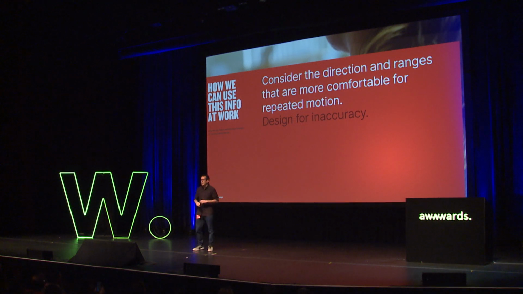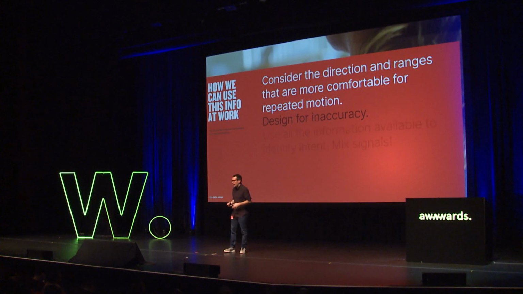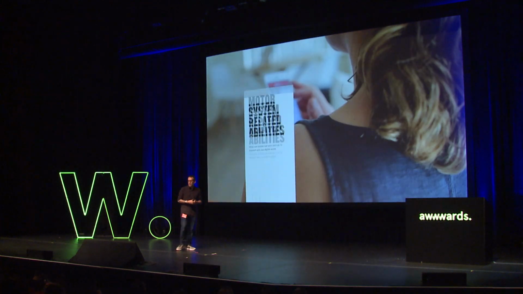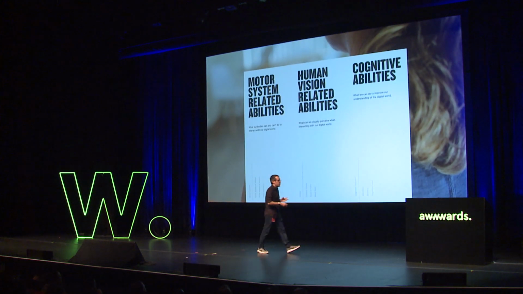Design for inaccuracy. This is true for everybody. People would always make mistakes, but it's not about the mistakes that they make, but about how forgiving the system that we're designing is. And finally, use all the information that we have available, and again, consider mixing signals. Get out of the specifics of a design as it comes in rigid blocks that you're supposed to place into a layout. It doesn't have to be that way. All right, so that was motor system reliabilities.